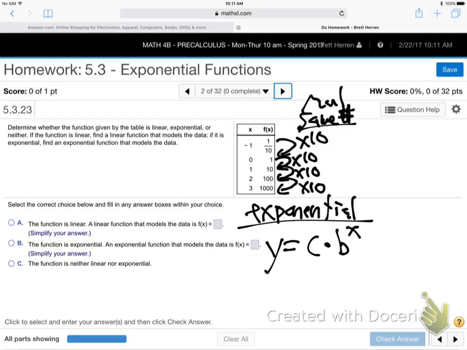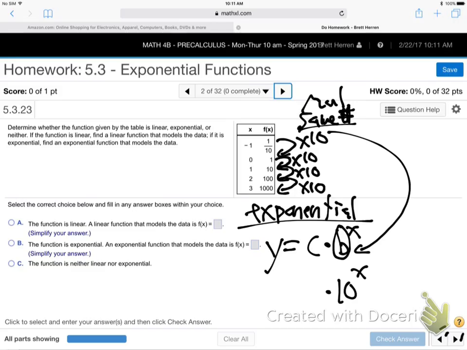And now, the b, the base, is that number that's being multiplied every time. So that's the 10. 10 to the x. Good so far. That number being multiplied every time is the base, is the b. That's what those instructions on the other page said. And how do you find the c?